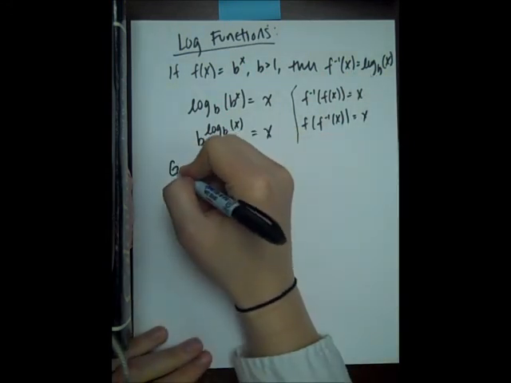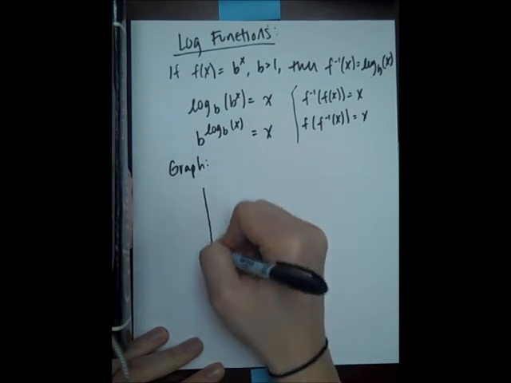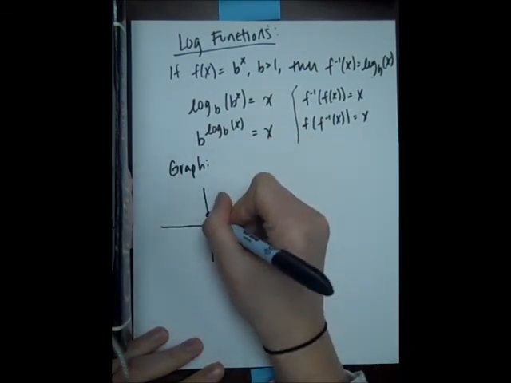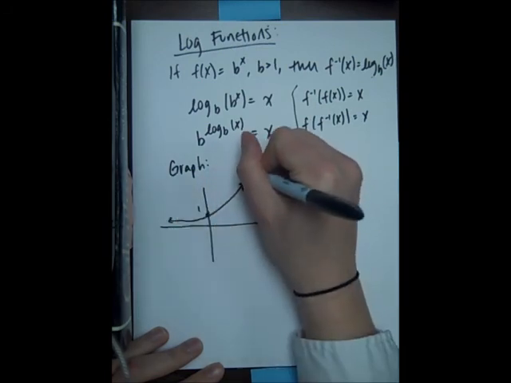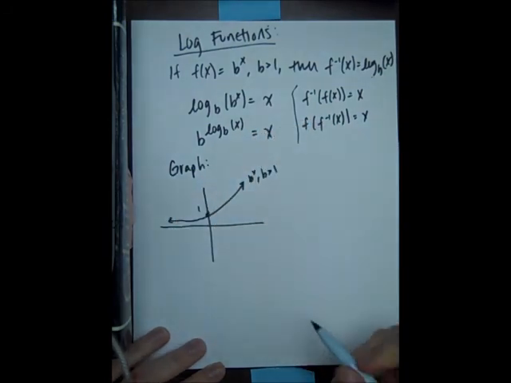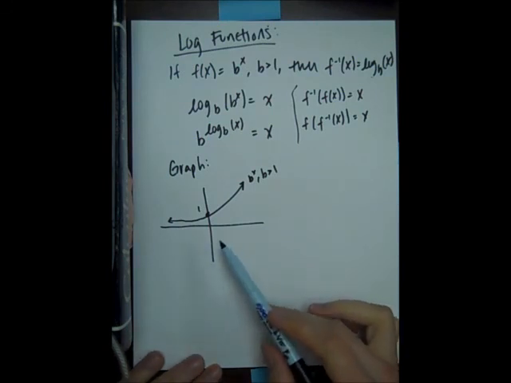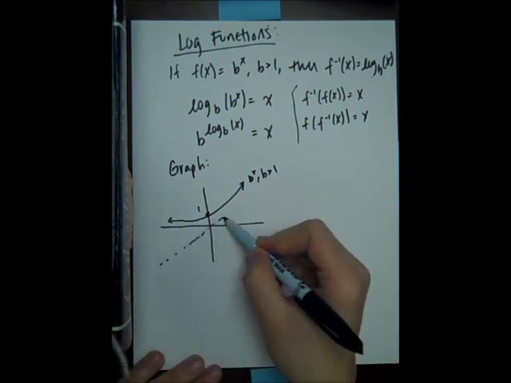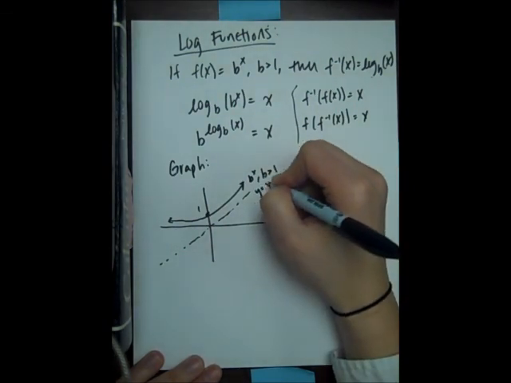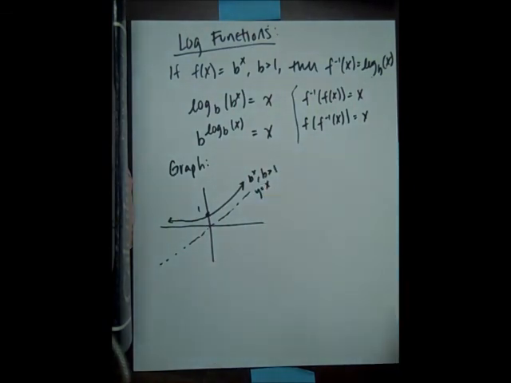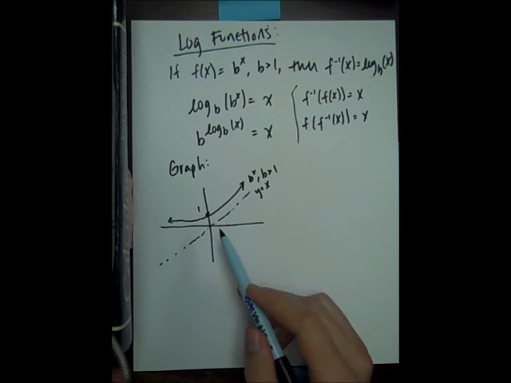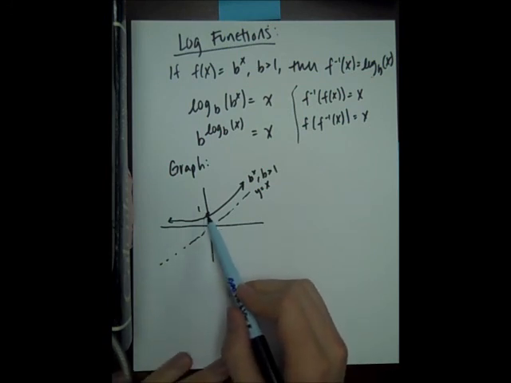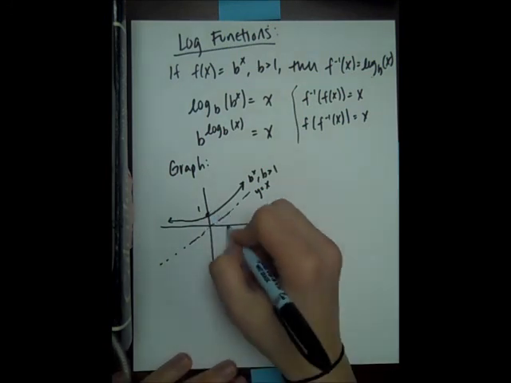Now what does the graph look like? Well, to look at the graph, I'm going to first draw the exponential. So here's my b to the x for b greater than 1. To find the inverse of a graph, you just flip it across the line y equals x. So if you flip it across the line y equals x, that'll give you your new inverse. So when you flip it across this line, that means all your y's go to x's and all your x's go to y's. So this point that was at 0, 1, that's going to switch to be 1, 0.